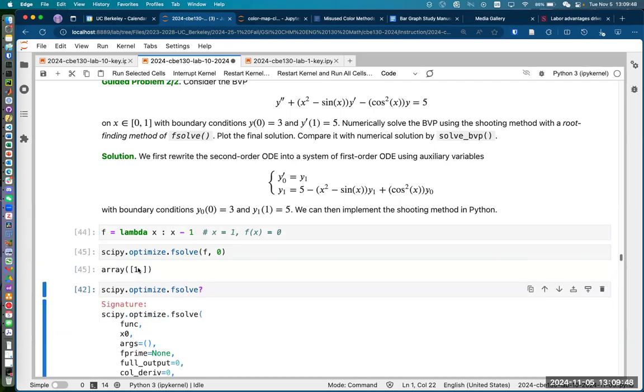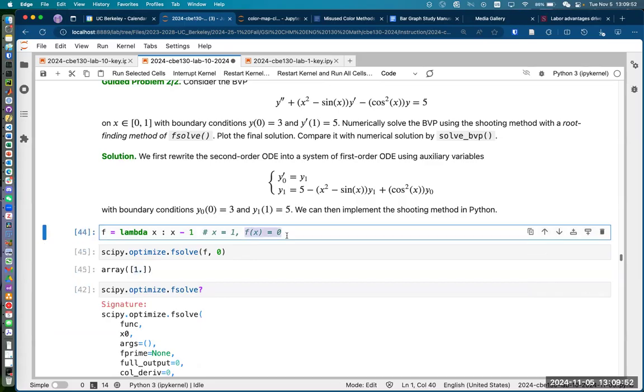And the result is that it gives us a list at which it thinks f of x is equal to 0. In this case it is 1. You can also do more complicated things like square. In this case, it's when x is equal to 0. Also x equals to 1.